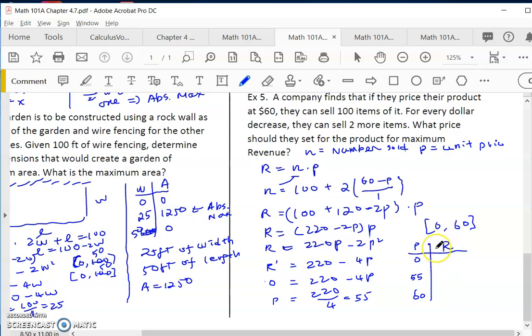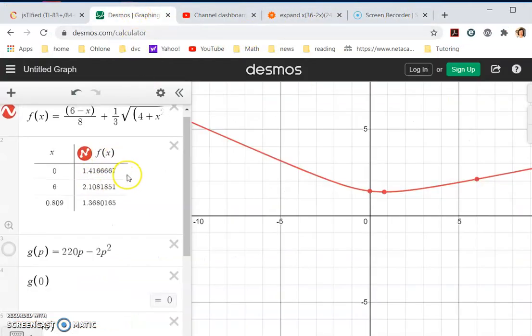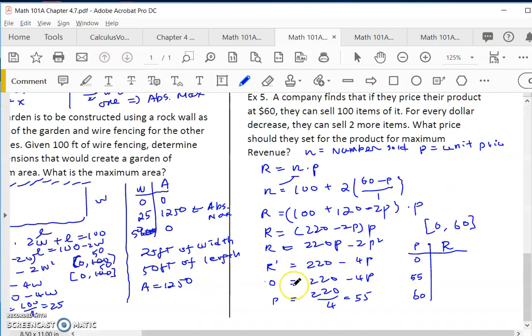So what is the revenue? If I plug it in, I use a decimal to help me. I have it here from the last question. This one, 220p minus 2p squared: g of 0 is 0, g of 55 is 6050, g of 60 is 6000. Of course, if you don't price anything, it's free, so you don't earn anything. So we know this is 6000, and this one you can gain a little bit more. So this is the absolute max in this interval. So what price will it be? The price is $55, which will give you a maximum revenue of $6050, more than you have if you price it at $60. That's all for 4.7 part 3.